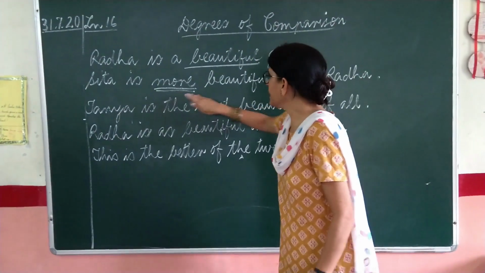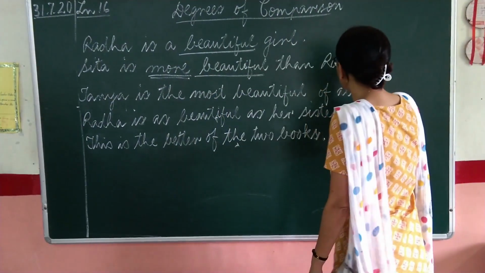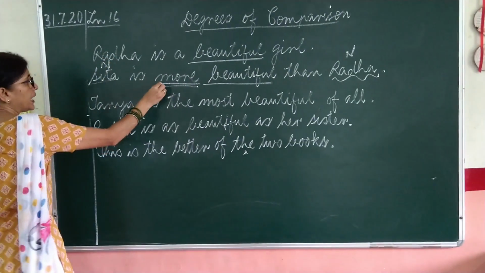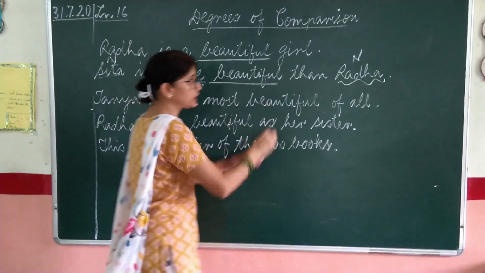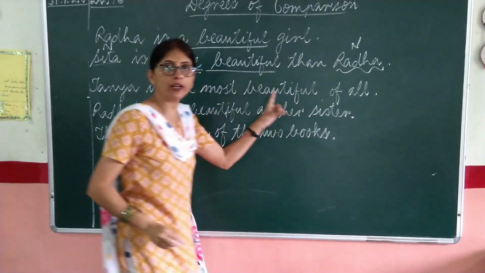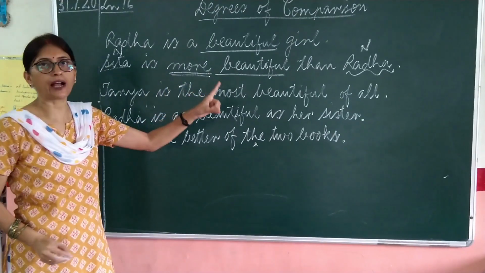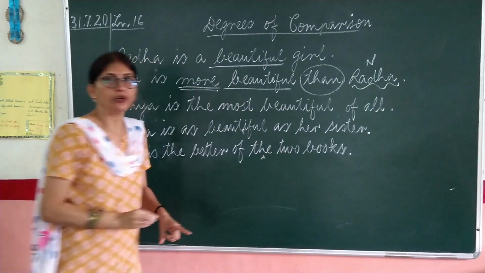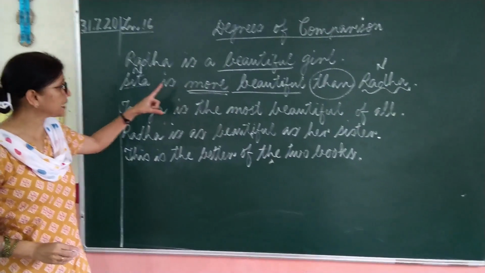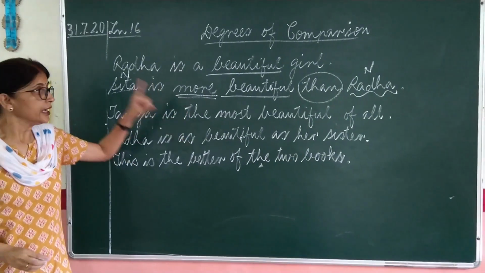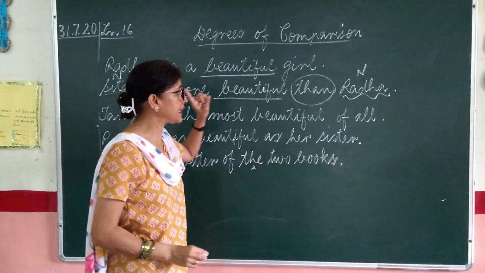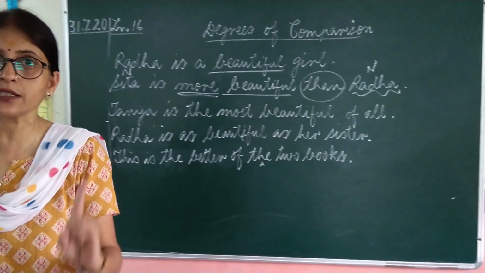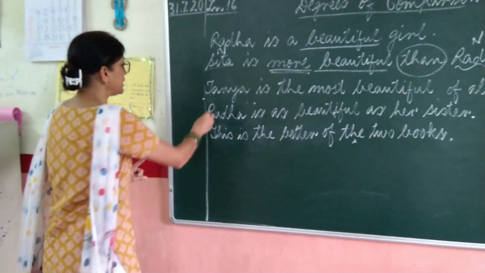Okay, so Sita is more beautiful than Radha because the quality of two persons is compared. So I have used comparative degree. Now one more thing, let me explain how you know which degree you have to use. This "than" will show you that comparative degree is to be used. In most of the cases, or I can say in all the cases, if "than" is written, every time comparative degree is used. Understood?